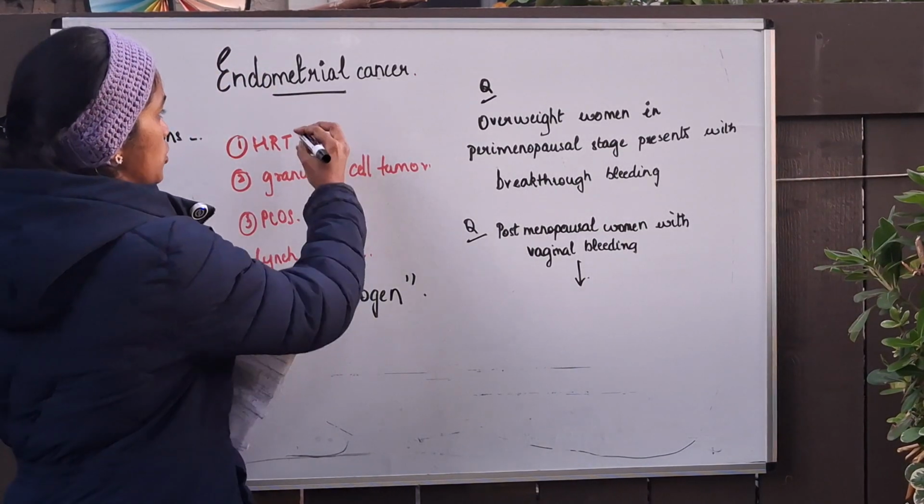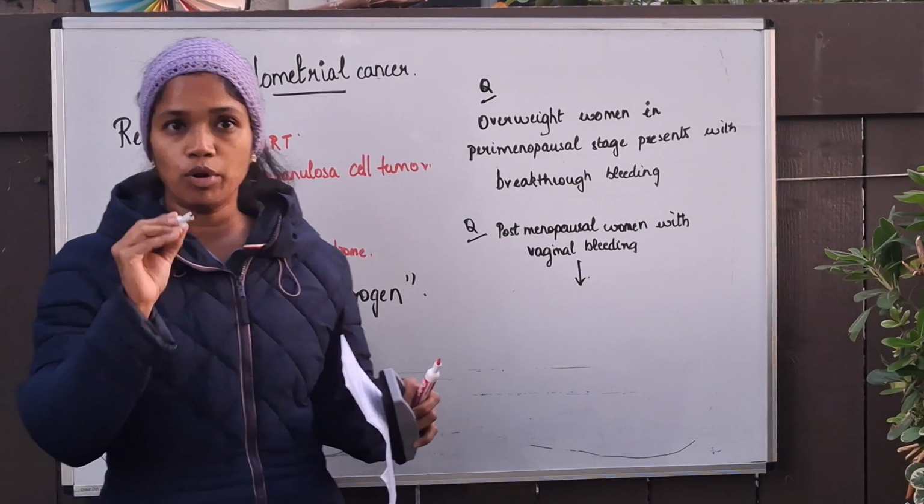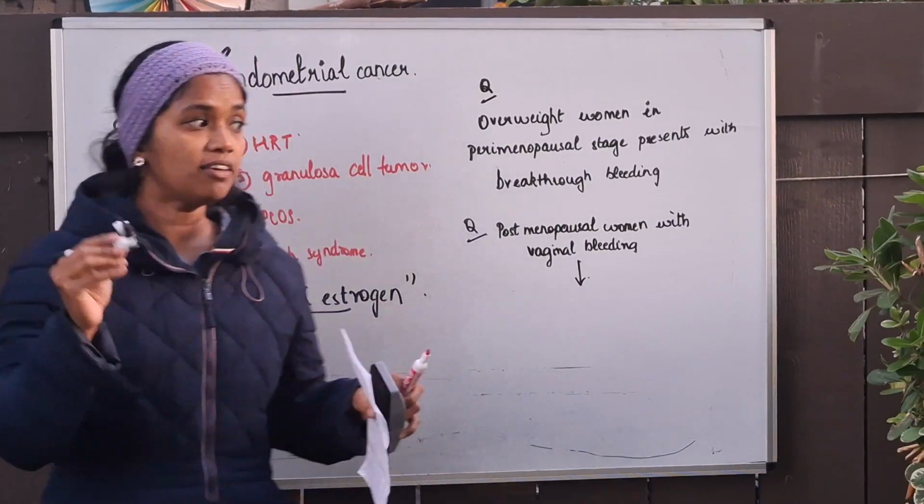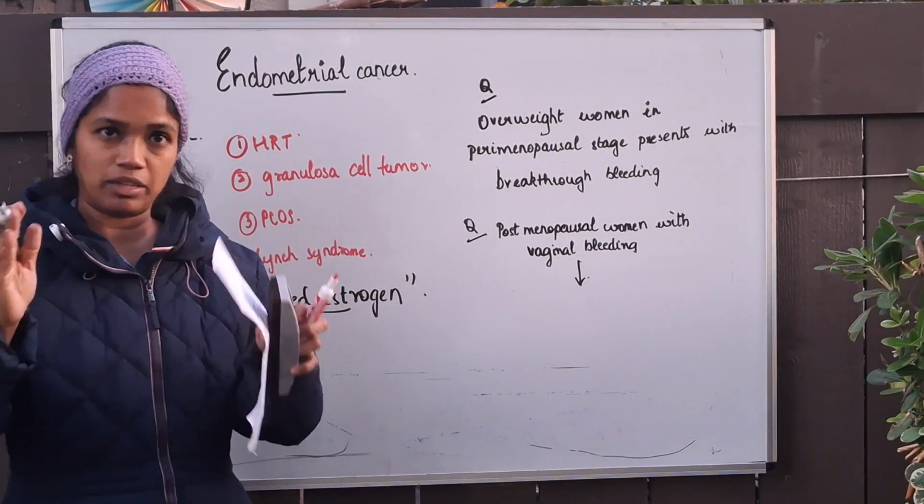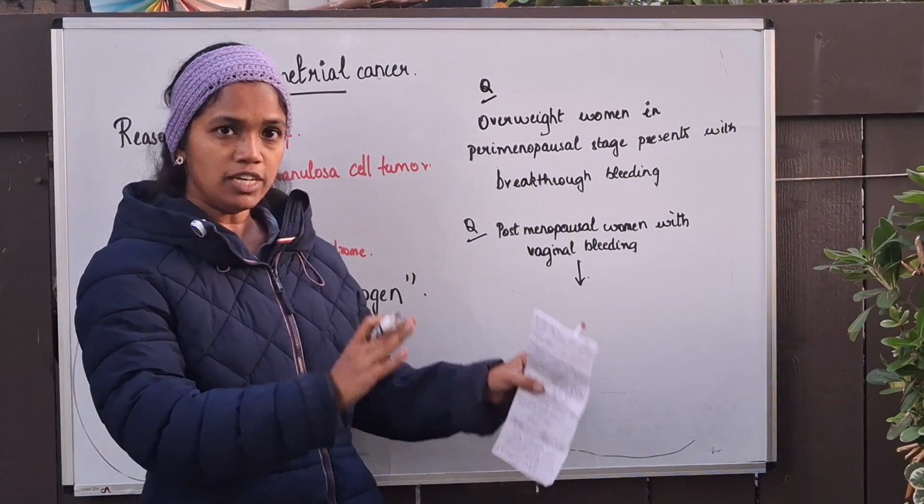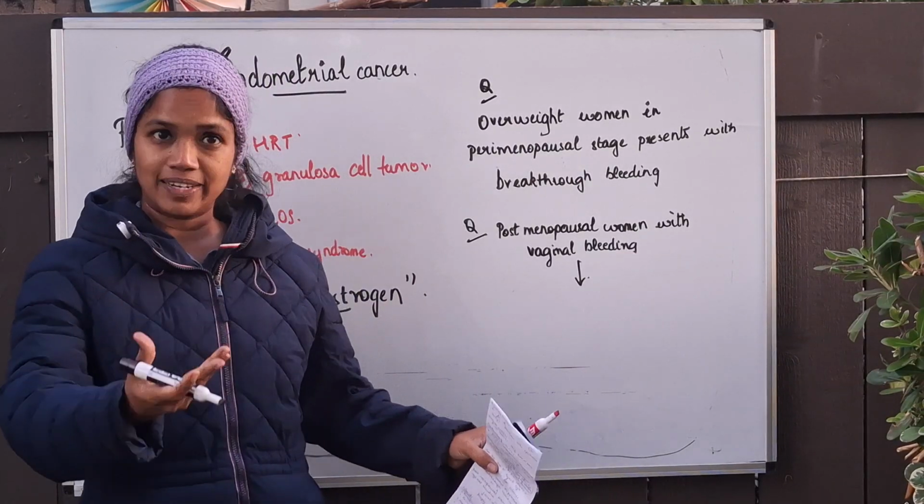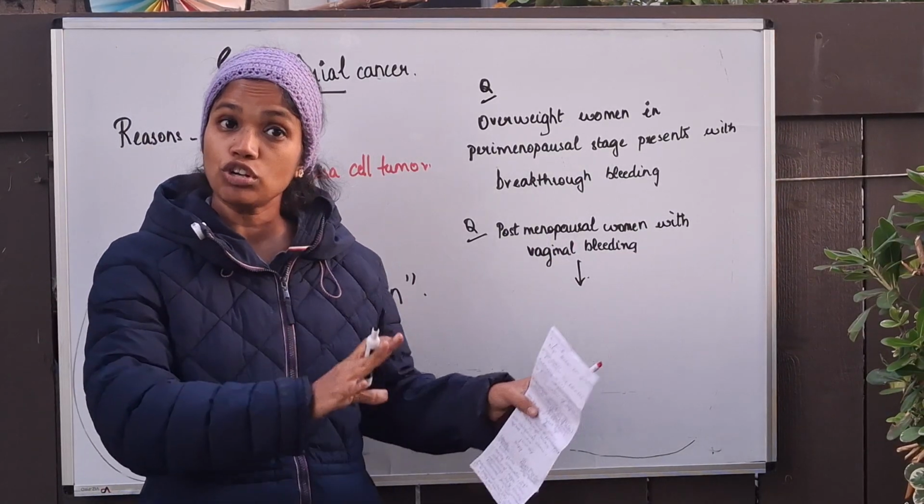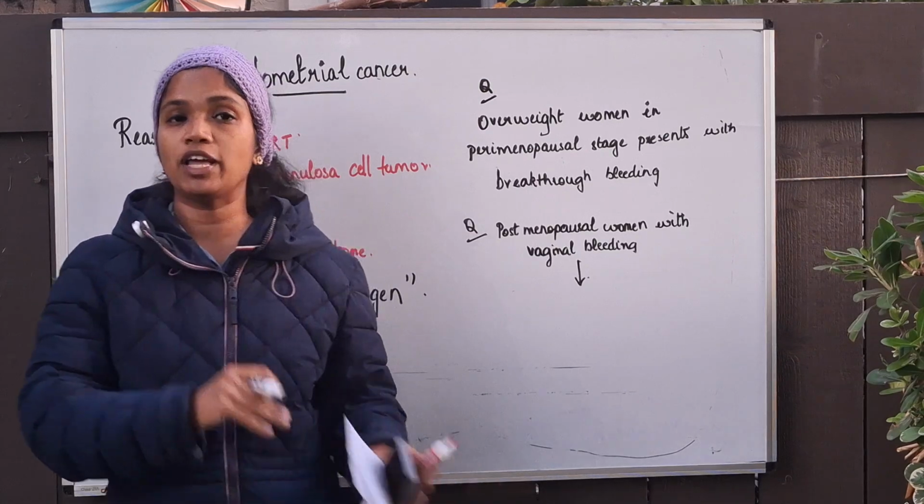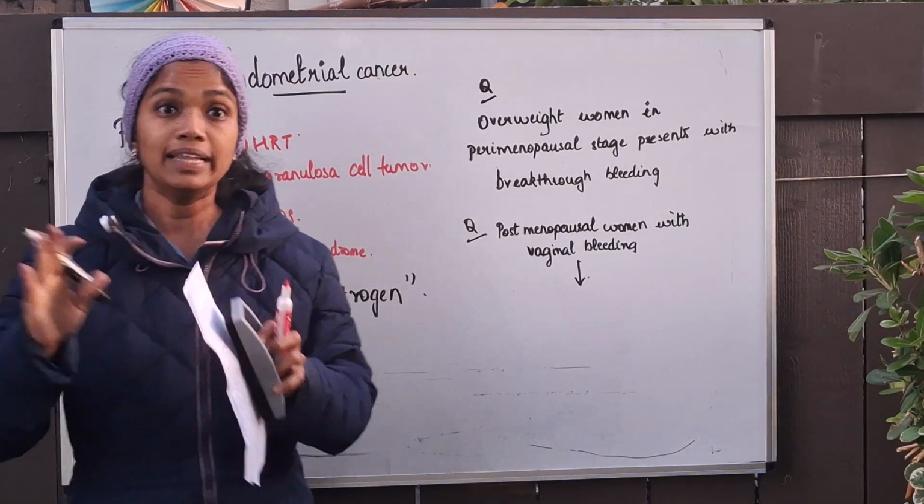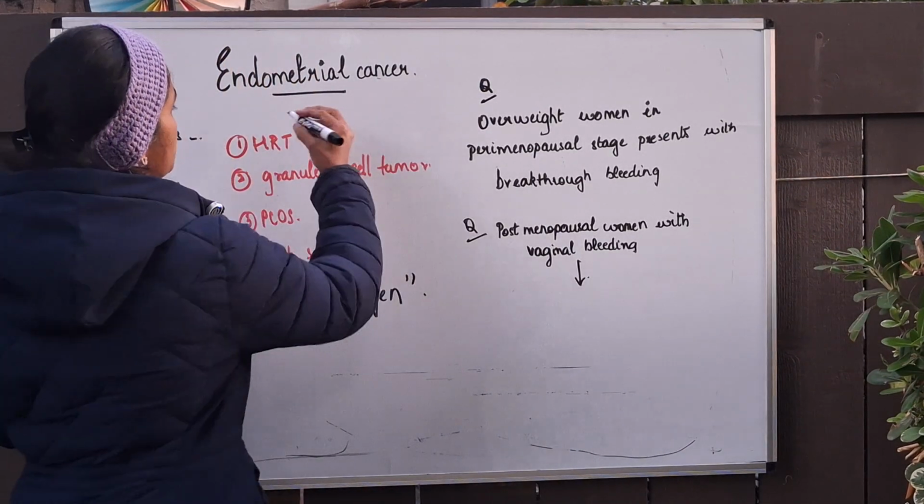Let's see about the causes. HRT. HRT stands for hormone replacement therapy. In HRT, the first half of the cycle we provide them with the estrogen, and the second half of the cycle it is provided with the progesterone. But accidentally or unintentionally, when the progesterone component is missed, that is when they are only taking the estrogen component, then that can present with endometrial cancer.